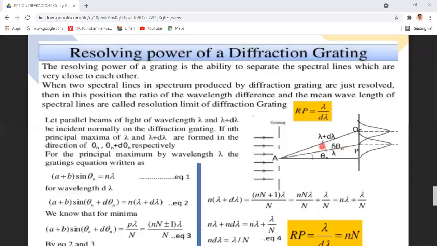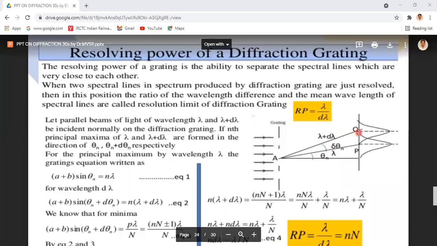Consider another wavelength, slightly changed, that is lambda plus d lambda, which is also diffracted at the angle theta n plus d theta n. Its principal maximum is at this point Q. You have to observe the principal maxima. The principal maximum of lambda plus d lambda is at point Q, and its first minimum is formed at point P.